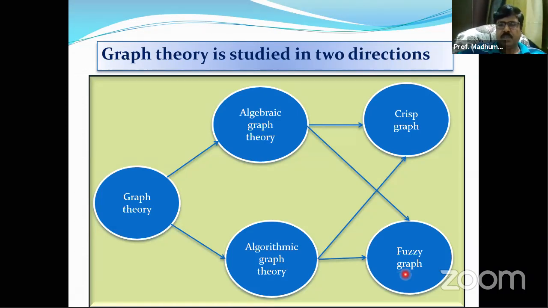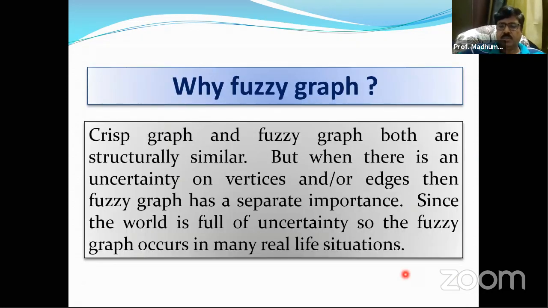This was developed in 1965 by Professor L.A. Zadeh. So the fuzzy graph theory is 55 years old. This is a very new direction, the combination of fuzzy mathematics and graph theory, that means fuzzy graph theory. All these are very new directions for research. So young researchers can start their work on fuzzy mathematics and graph theory.